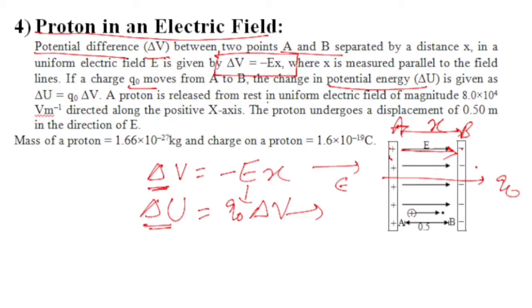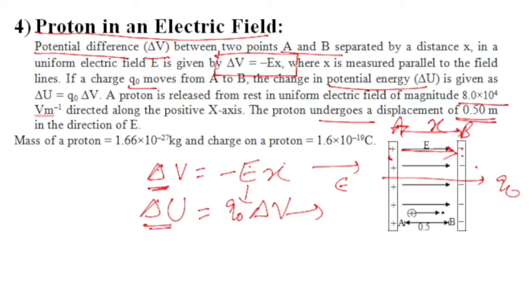A proton is released from rest in a uniform electric field of magnitude 8 into 10 to the power 4 volt per meter. This is the value of this uniform electric field. E is in volt per meter. It is given as 8 into 10 to the power 4. In this uniform electric field, proton is released and it moves from plus Q to minus Q plate, along direction of positive x-axis. The proton undergoes a displacement of 0.50 meter in the direction of the field, means when proton moves from this positive to negative plate, it undergoes displacement 0.50 meter.